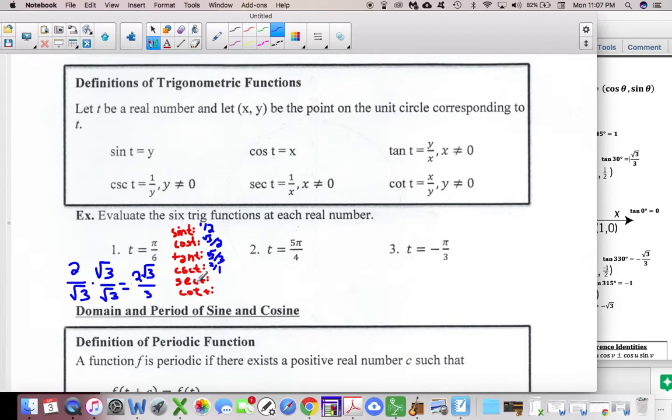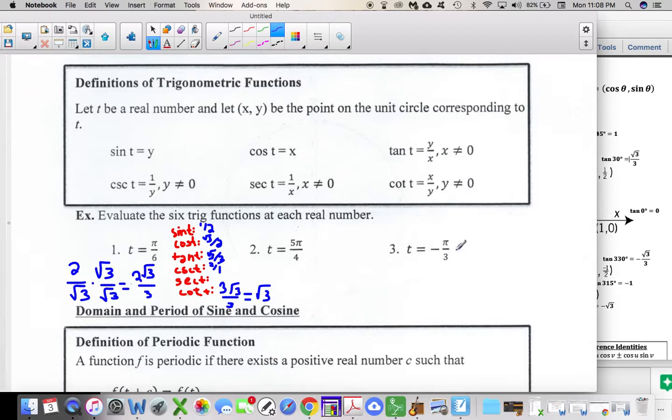All right, so that was secant, and then cotangent. If tangent is square root of 3 over 3, cotangent is 3 over the square root of 3, or 3 square roots of 3 over 3, or just the square root of 3 when you reduce. So there's some rationalizing and some reducing that goes on to finding the cotangent. Okay, I'm going to go ahead and skip 2 and 3 because they're basically the same.